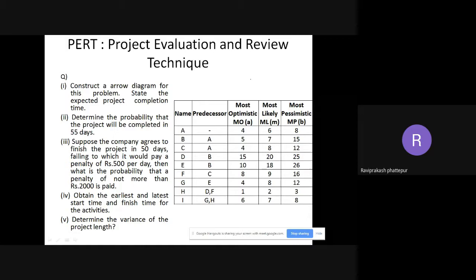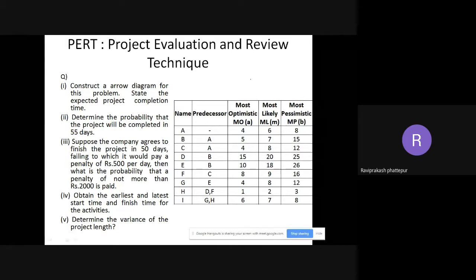In the first activity, A, there is no predecessor, so there is nothing that will precede activity A. For activity A, we have three different timings. One is most optimistic, that means the lowest time taken, or the fastest work done, which is taken as 4. So for activity A, there are three durations. First is the most optimistic, the lowest time that the activity could take, that is 4 days. The second one is most likely.